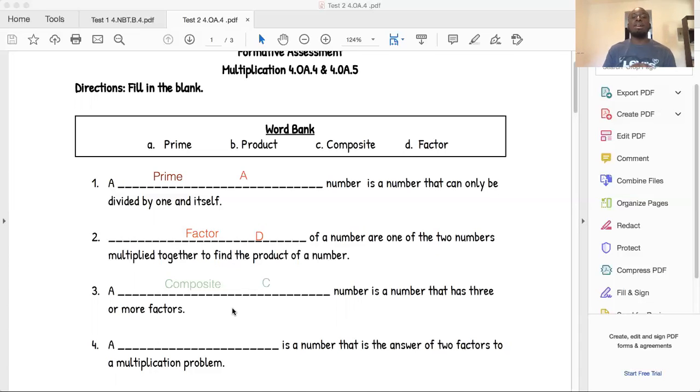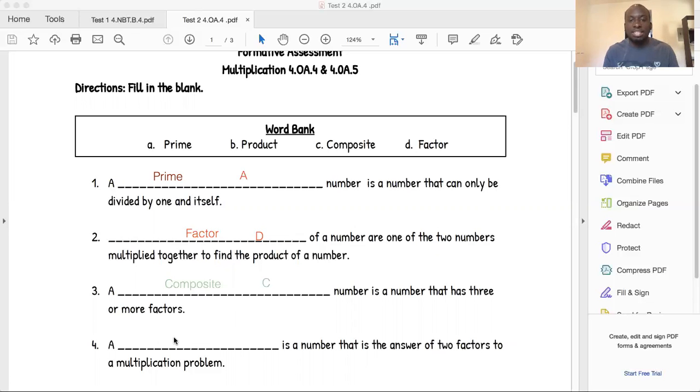Another way to think about composite numbers is if it can be multiplied more than 1 way. How many ways can I get to 12 if I multiply? 1 times 12, 2 times 6, 3 times 4. On the flip side, 12 times 1, 4 times 3, and 6 times 2. So it has more than 1 way to get to that number. So 3 is C, composite.